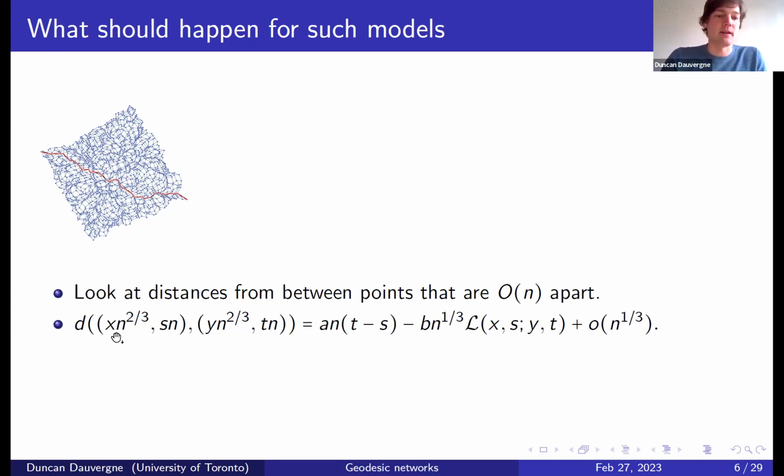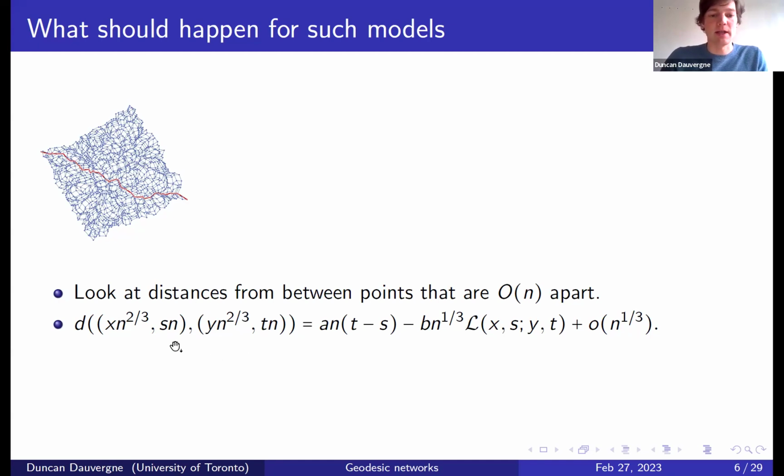And what are the coordinates that we should look at? So we're going to have two kind of distinguished coordinates. The second one is a time-like coordinate, that's S and T. Okay, and these are on the order n scale, so all points are going to be order n apart. Okay, and the x and y coordinates live on this lower order n to the 2/3 scale.